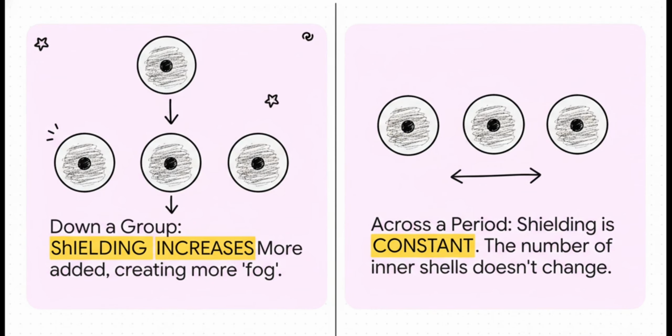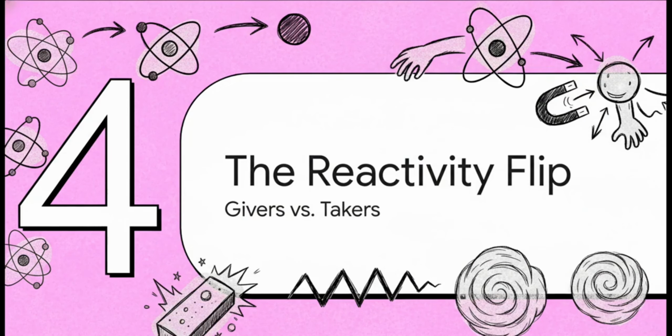And this right here is the crucial difference. As you go down a group, you're adding more shells, which means you're adding more and more screens. So shielding increases a lot. But when you go across a period, the number of shells stays the same, right? So the amount of shielding stays pretty much constant. This one idea is the key to understanding reactivity. Okay, so let's use what we just learned to solve a big puzzle.